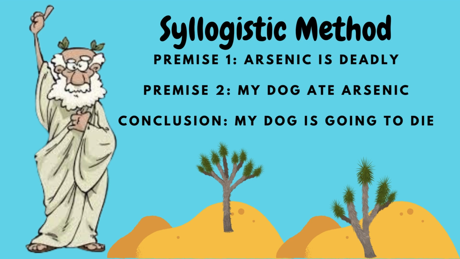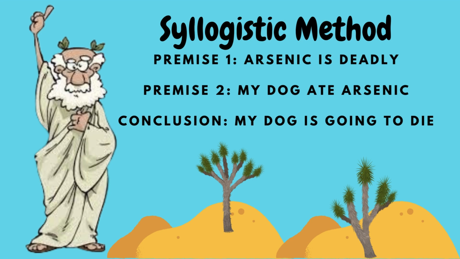And he said, premise 1, arsenic is deadly. If I were to say that to you, you would all nod and say, you're right, Kristian, arsenic's deadly. I know that. But if I follow it up with the second premise and state, my dog ate arsenic, you're going to naturally conclude, uh-oh, Kristian, that's not going to bode well for your dog. Your dog is going to die.